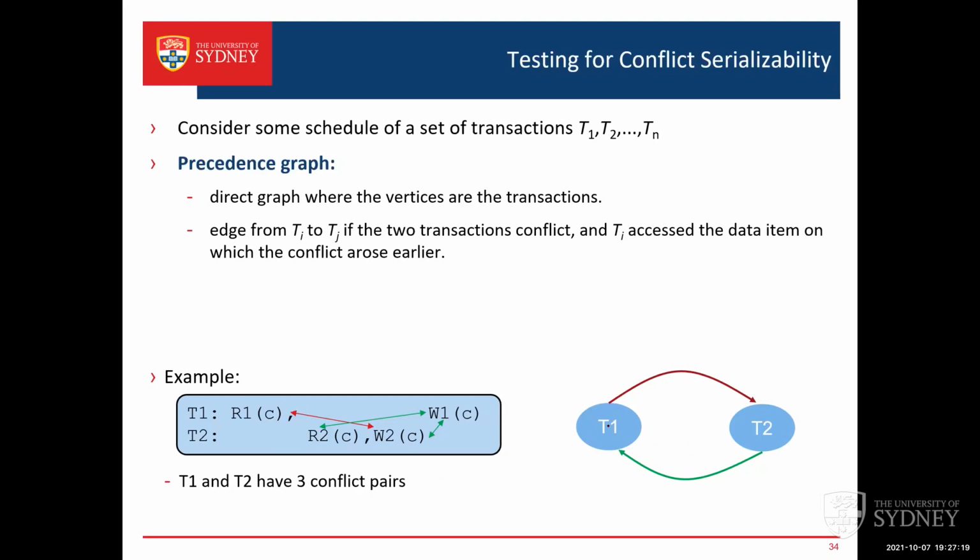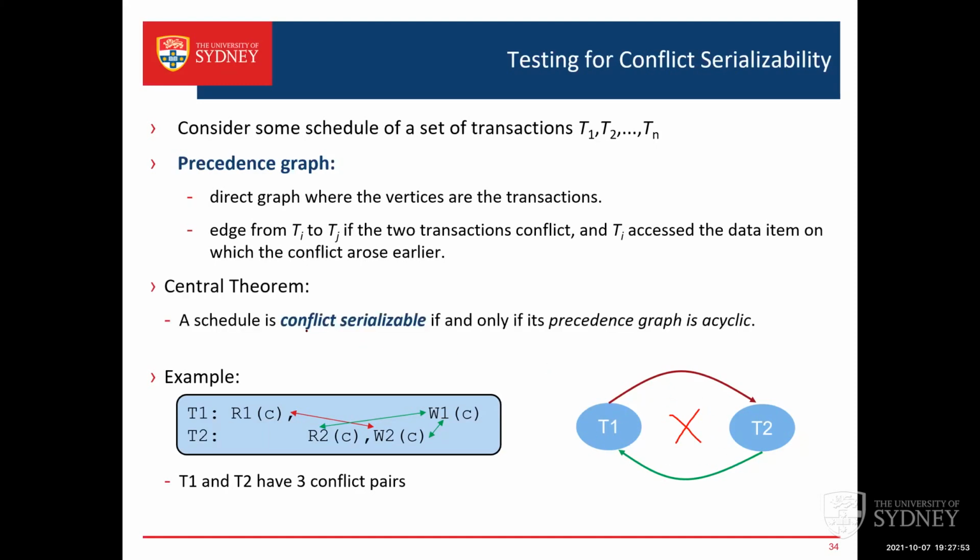Now, once I draw this graph, what do you think is happening in here? This one is saying you need to perform T1 first, then T2. And then this one is saying you need to perform T2 first, then T1. Then you are in a cycle. Which one should you do first? You definitely cannot do anything first, right? So that's why this is not serializable. This is not conflict serializable because we have a cycle in here.